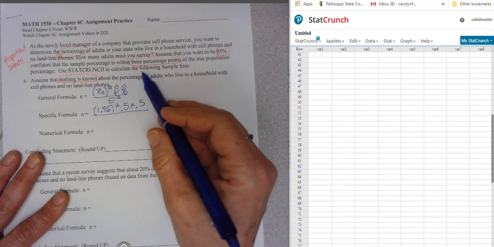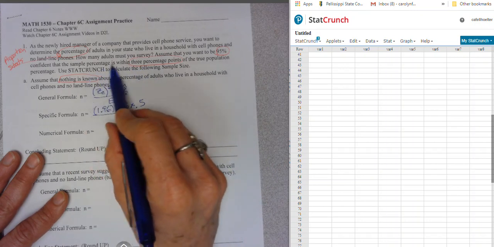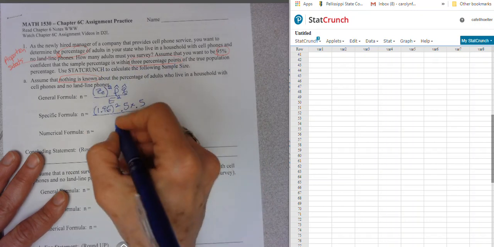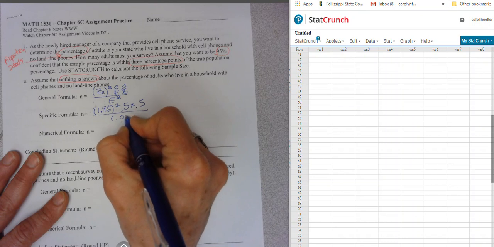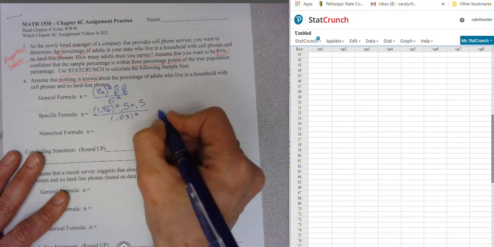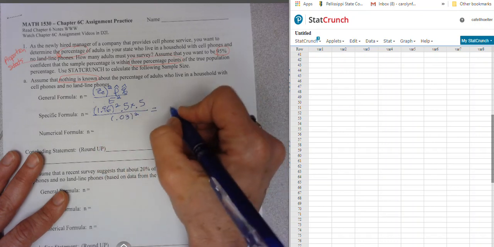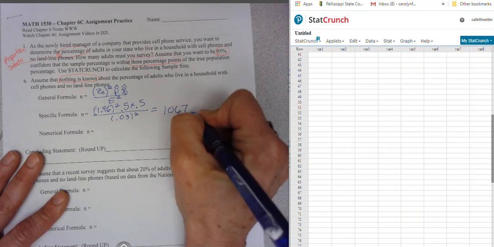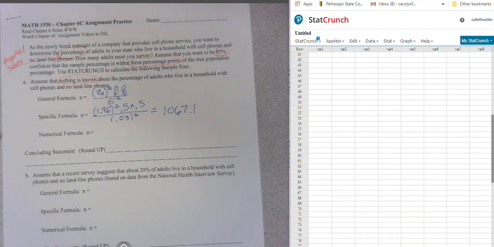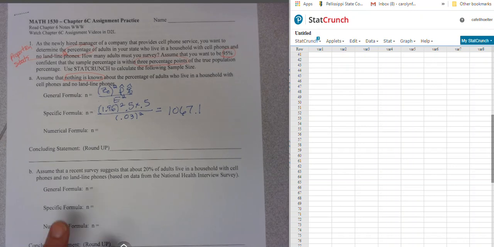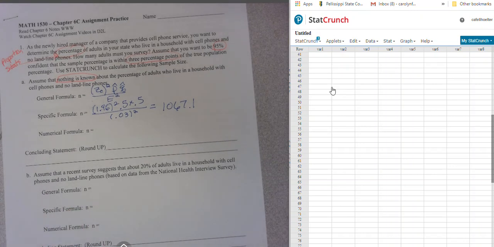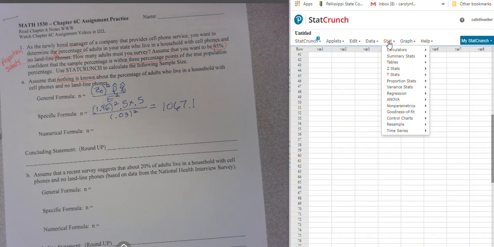Now the margin of error here is, it says we want to be accurate within 3 percentage points, so the margin of error is 0.03 squared. Now if you do this math, you're going to get 1067.1. So let's go to StatCrunch. I prefer StatCrunch to do sample size problems. So let's do it. If we go to Stat, Proportion Stats.